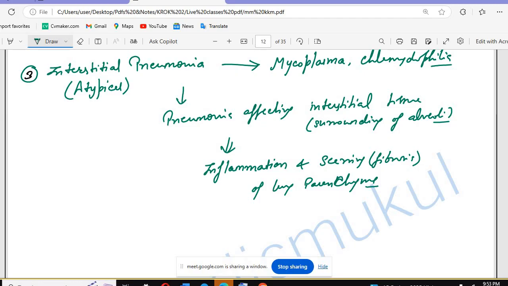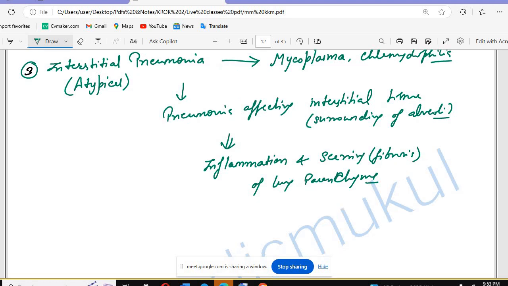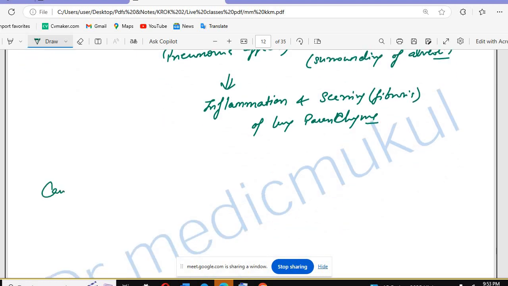We have mycoplasma, chlamydophila. This pneumonia, as the name says interstitial, is affecting the interstitial tissue, and due to that you will see the inflammation and the scarring, the fibrosis of the lung parenchyma. Other causes can be influenza, respiratory syncytial virus, cytomegalovirus, Pneumocystis jirovecii. So the causes again you can write here.